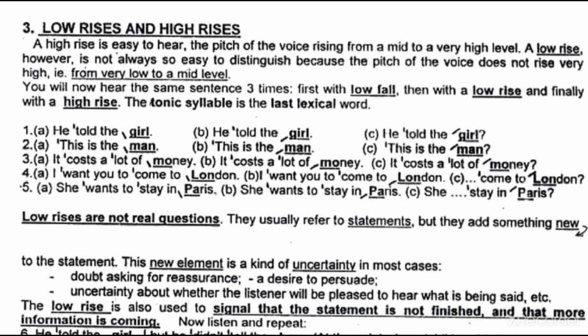Number 5. She wants you to stay in Paris. Low fall, normal statement. B. She wants to stay in Paris. So here a low rise. And finally C. She wants to stay in Paris. So here I'm surprised. And always the tone is on the last lexical word.